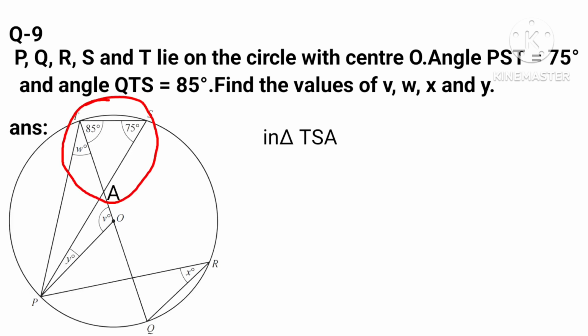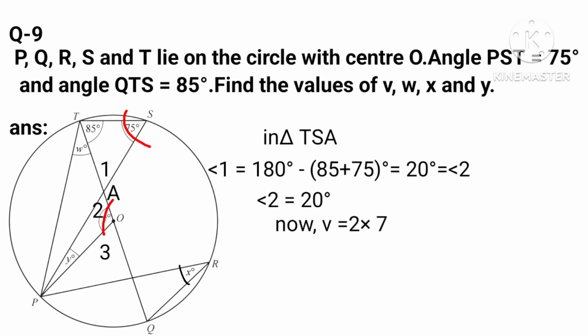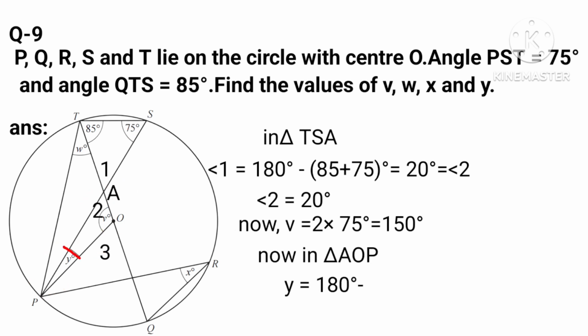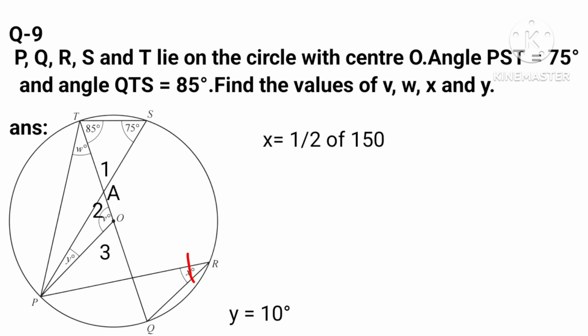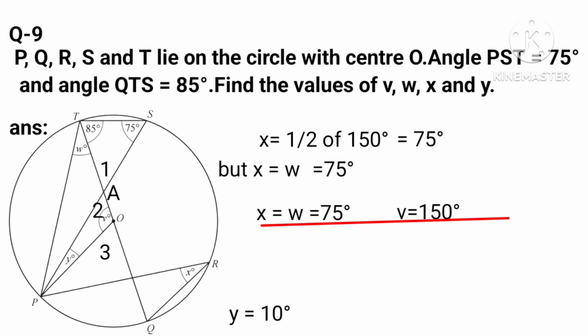In triangle TSA, angle 1 equals 180 degrees minus (85 plus 75) equals 20 degrees, hence angle 2 equals 20 degrees, vertically opposite angle. Now V equals 2 into 75 degrees equals 150 degrees. In triangle AOP, Y equals 180 degrees minus (150 plus 20) degrees. Therefore Y equals 10 degrees. Now X equals half of 150 degrees equals 75 degrees, but X equals W equals 75 degrees, hence X equals W equals 75 degrees. V equals 150 degrees.